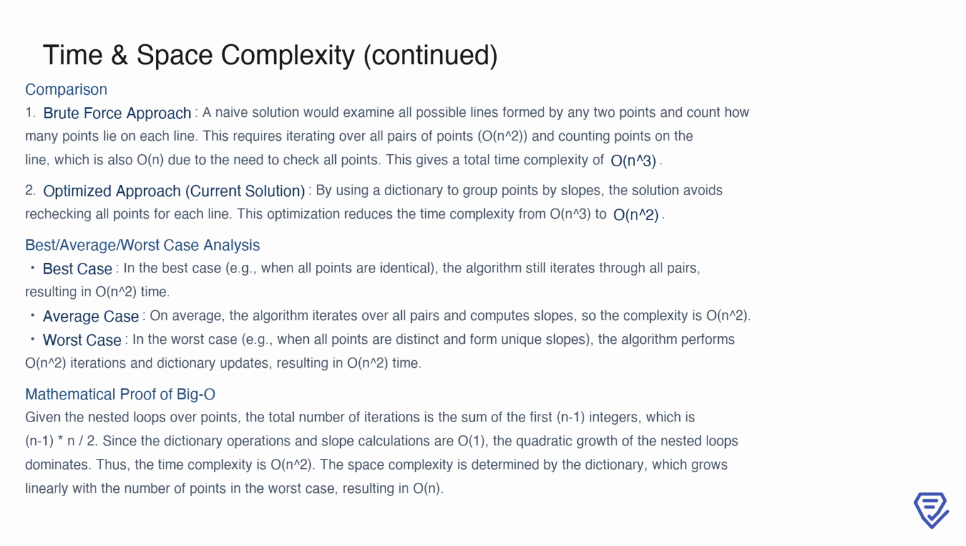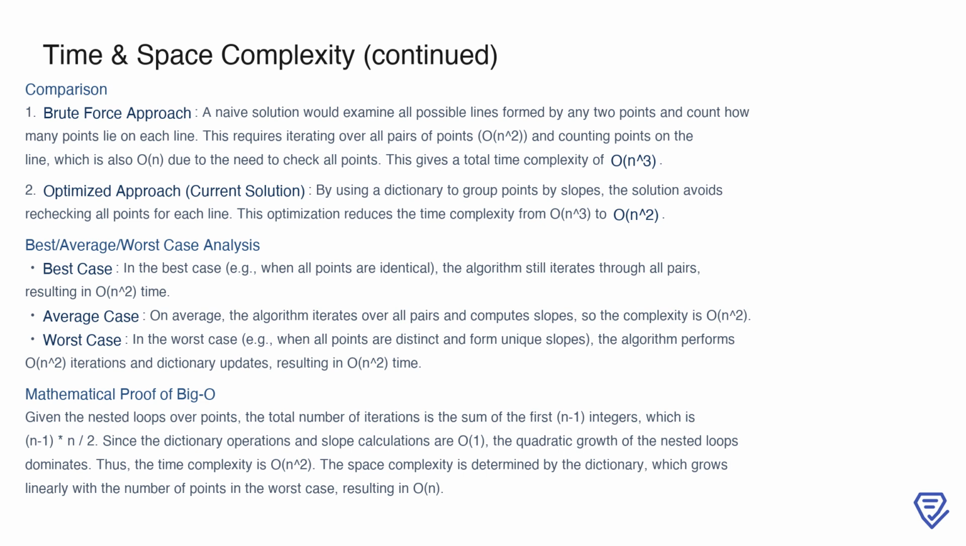In terms of case analysis, the best case, such as when all points are identical, still requires iterating through all pairs, giving n squared. Similarly, the average and worst cases, where points form distinct or unique slopes, involve n squared iterations and dictionary updates. Mathematically, the quadratic growth arises from the nested loops, where the total number of iterations is the sum of the first n-1 integers, or (n-1) * n/2.